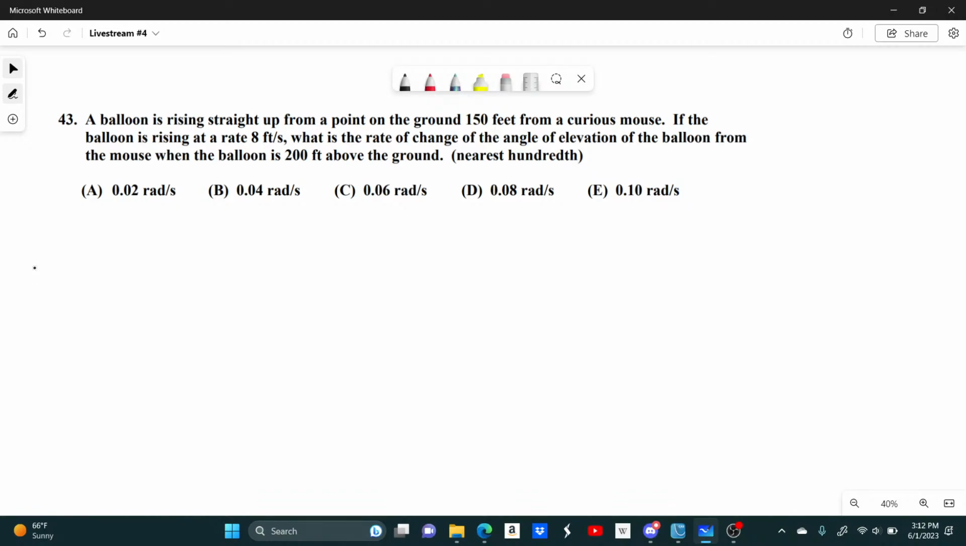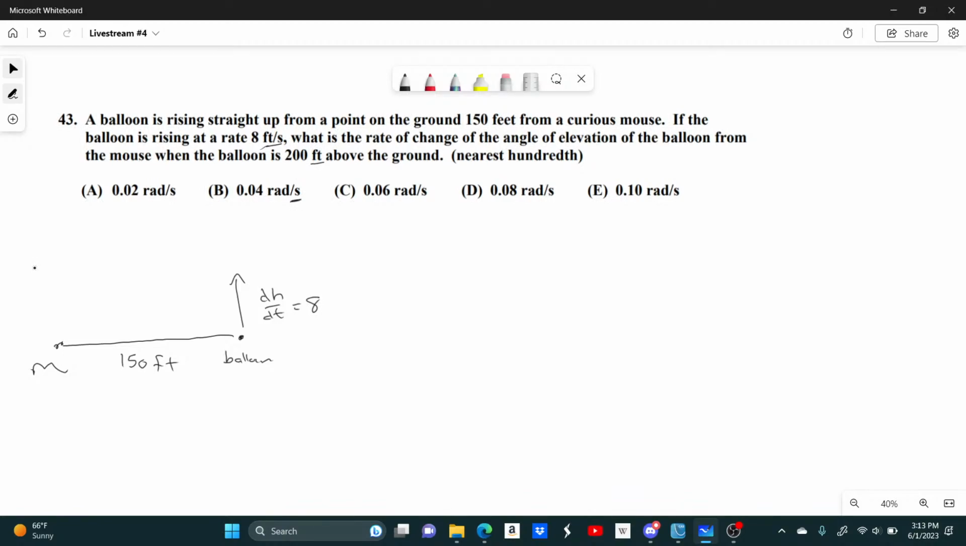All right, a balloon is rising straight up from a point on the ground. Okay, so here's your balloon. It's 150 feet from this mouse. So here's your mouse. So 150 feet. And the balloon is rising at 8 feet per second. So you can call this dH/dt, I guess. The rate that your height is changing is 8. And checking the units, yeah, feet per second, that's in seconds. Yep, we're all good on units.